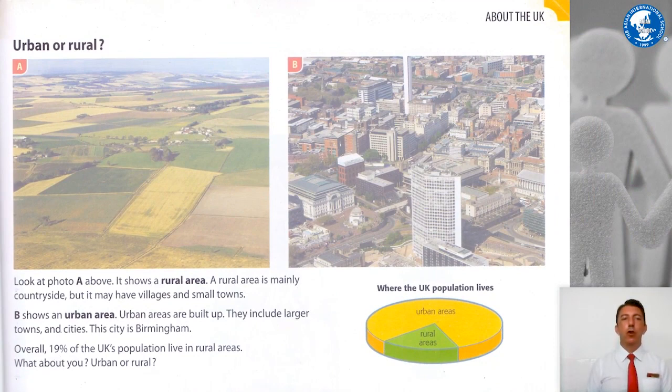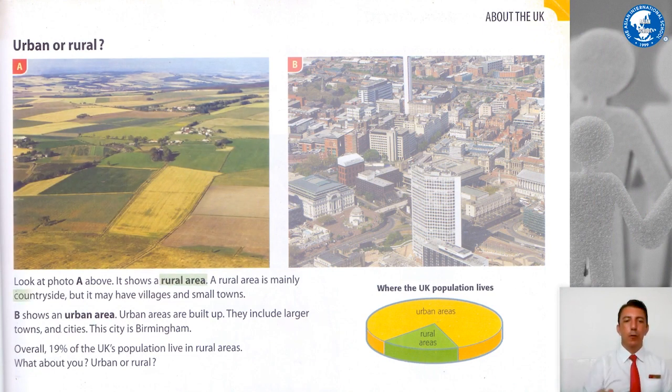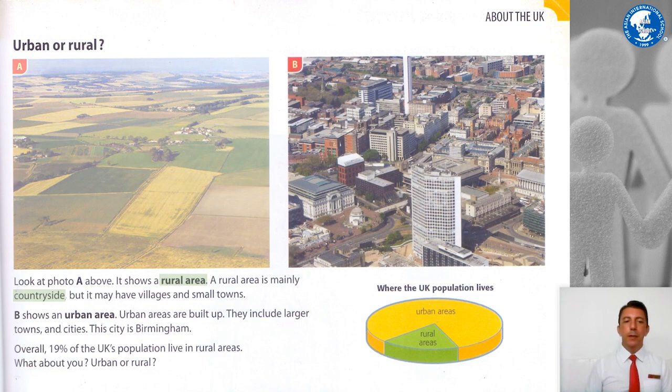Now we have the terms urban and rural. Look at photo A. It shows a rural area. A rural area is mainly countryside, but it may have villages and small towns. Picture B shows an urban area. Urban areas are built up. They include larger towns and cities. This example is Birmingham.